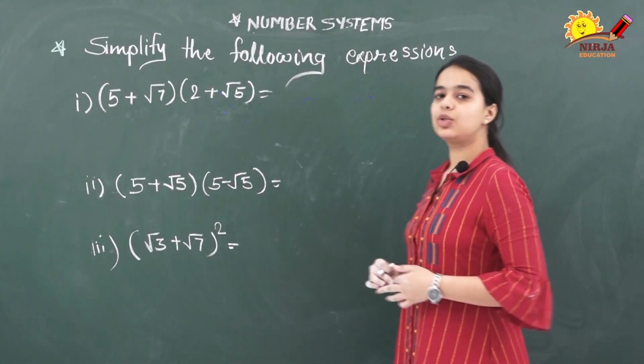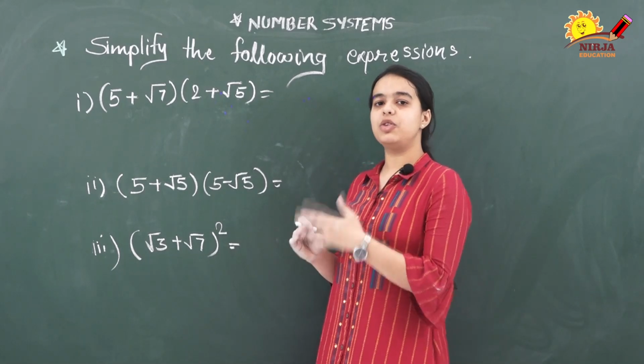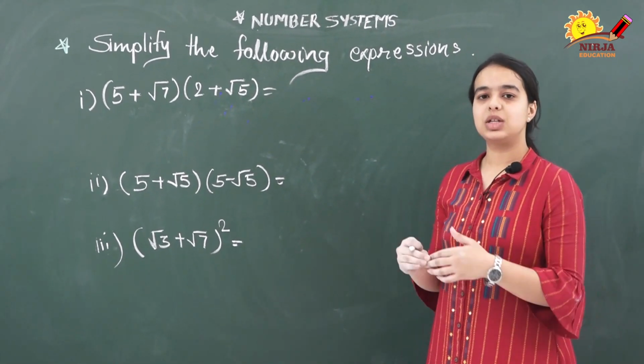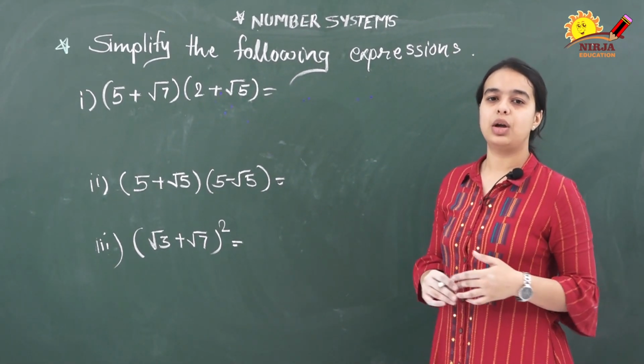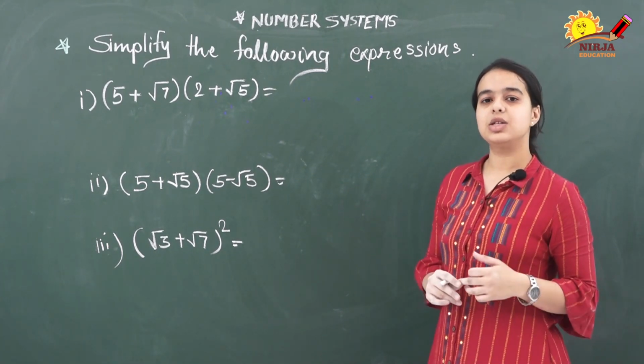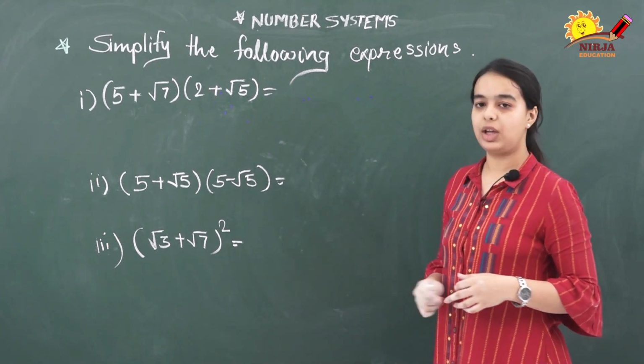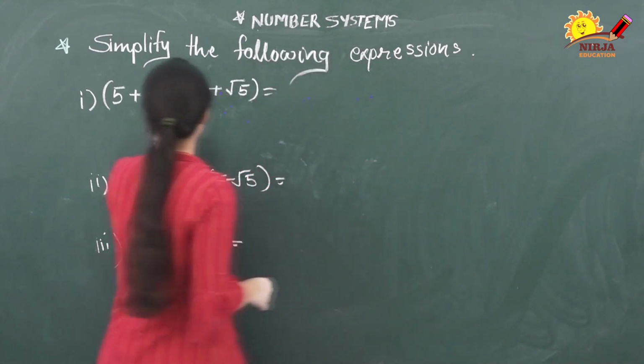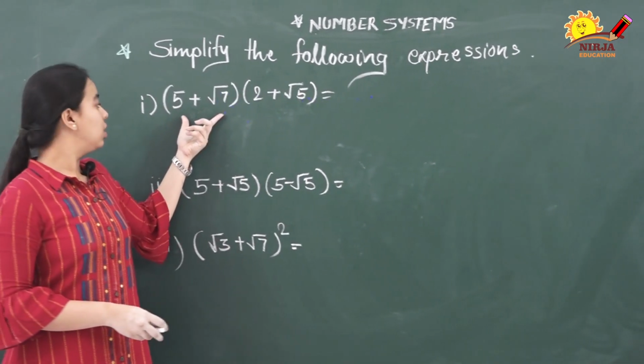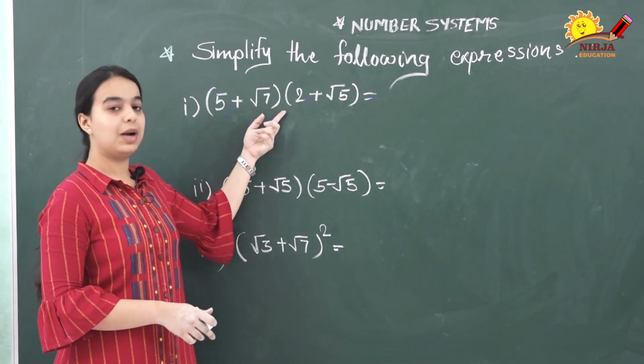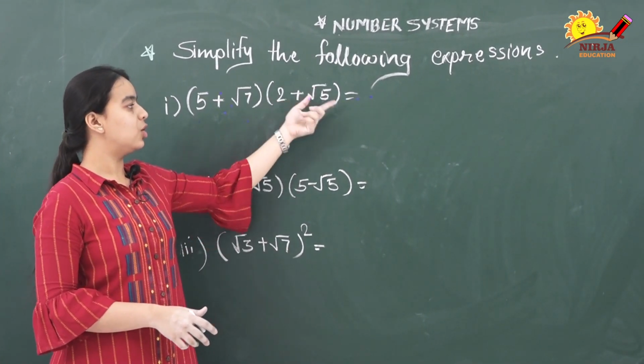So here we are going to solve some examples on the basis of the topic just explained. We have seen some basic rules for the radical sign, and on the basis of that we are going to simplify some examples. Here first is: simplify (5 + √7)(2 + √5).